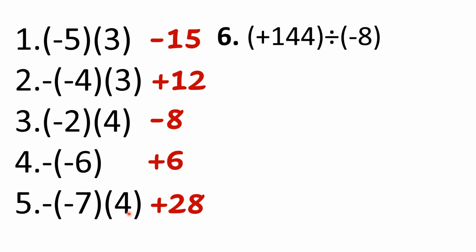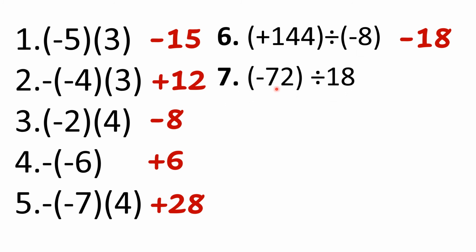Number 6, positive 144 divided by negative 8. So, magkaiba yung sign. So, the result is negative. So, positive 144 divided by negative 8 is equal to negative 18. Number 7, negative 72 divided by positive 18. So, since magkaiba yung sign, so, ang magiging sagot natin dito ay negative. So, negative 72 divided by positive 18, the result is negative 4.